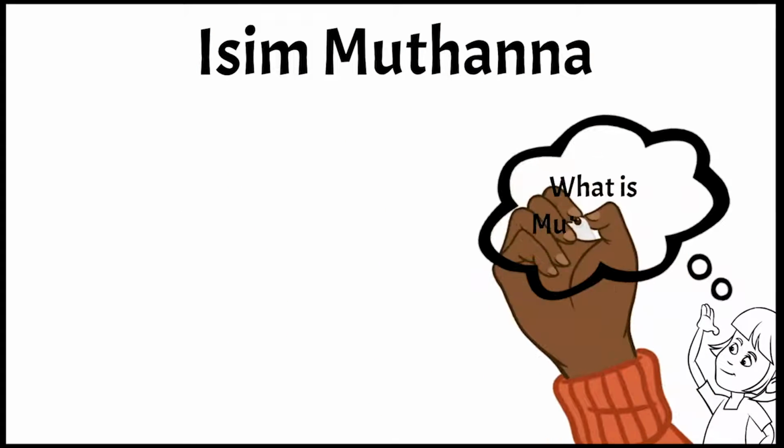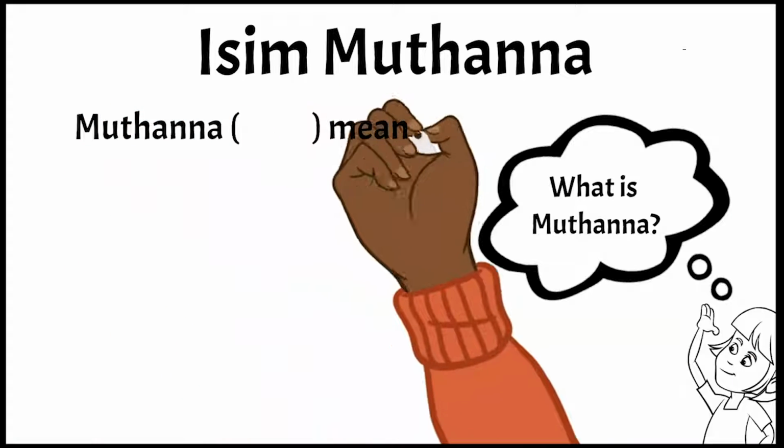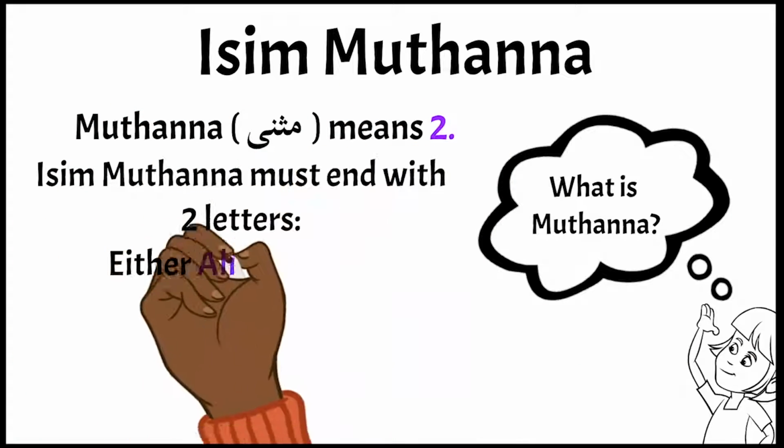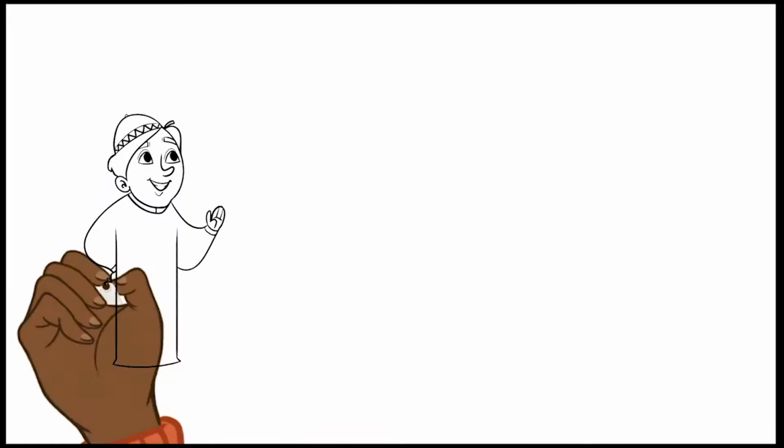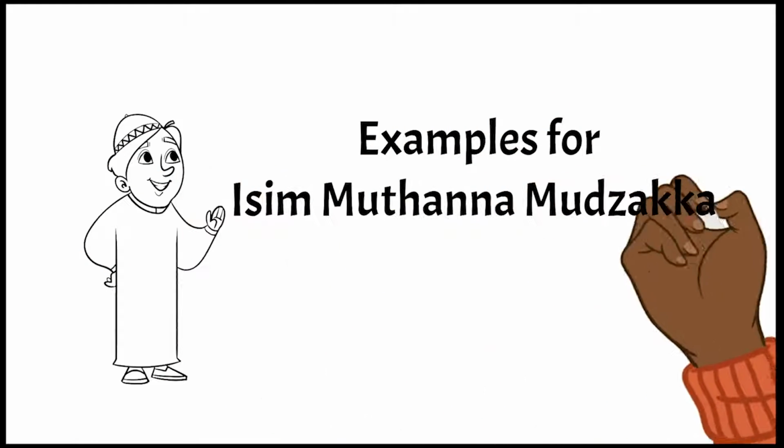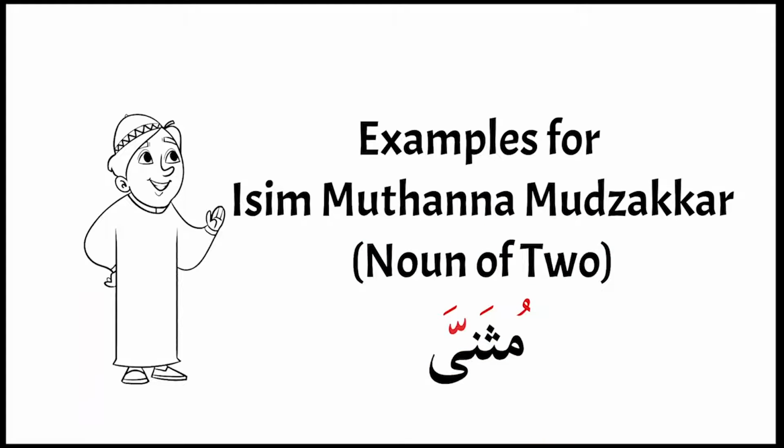What is Muthanna? Muthanna means two. Isim Muthanna must end with two letters, either Alif and Nun, or Ya and Nun. Examples for Isim Muthanna Mudhakkar, noun of two.